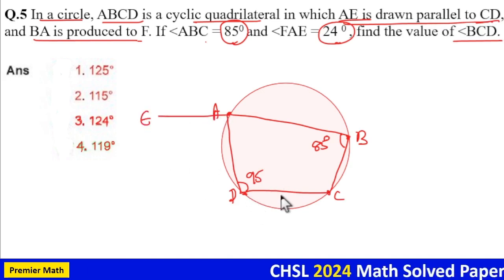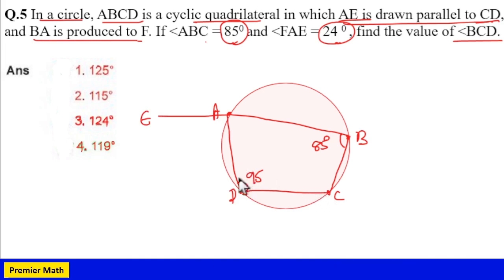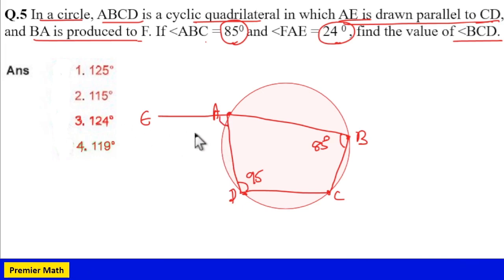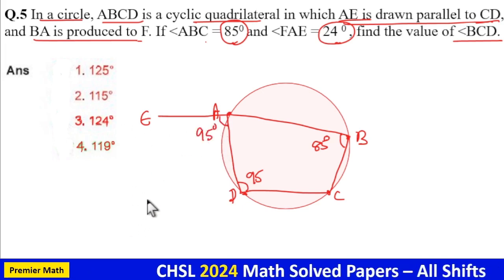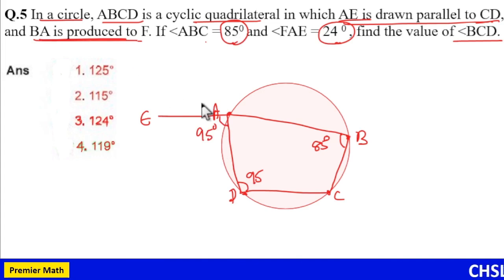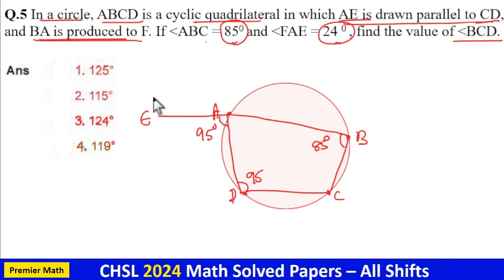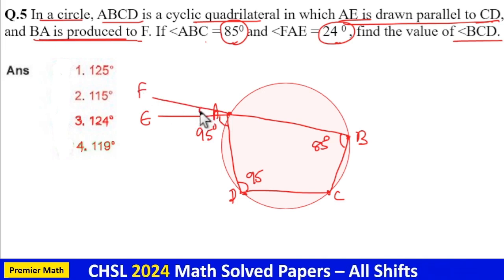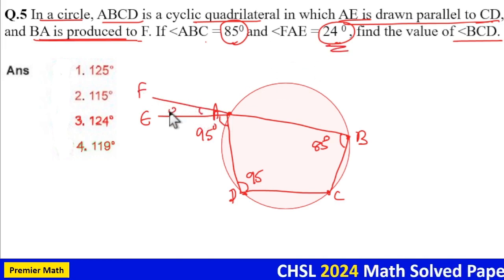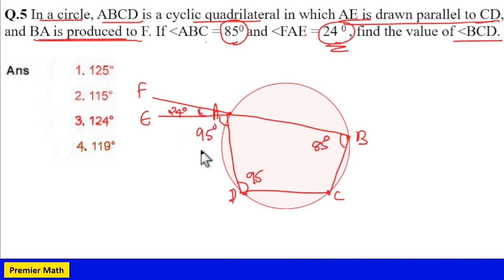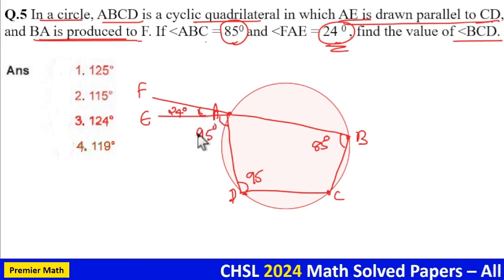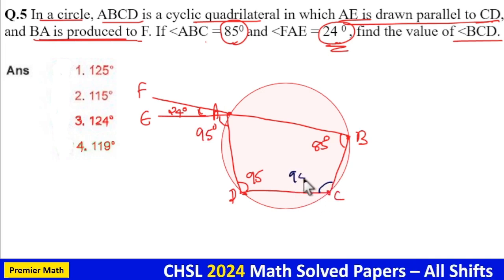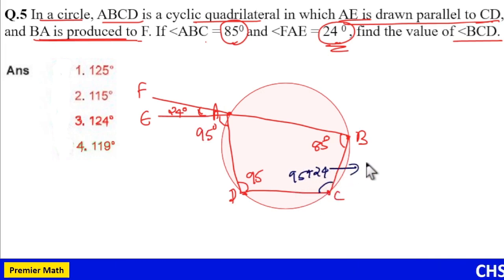And you can see these two lines are parallel lines, which means these two angles are alternate angles. Alternate angles are same. Now, here BA produced to F. This is BA. So, extend BA to F. Here, this angle is given as 24 degree. This is 24 degree. Which means if these two angles are 95 and 24, then this angle is equal to 95 plus 24, that is 119 degree.